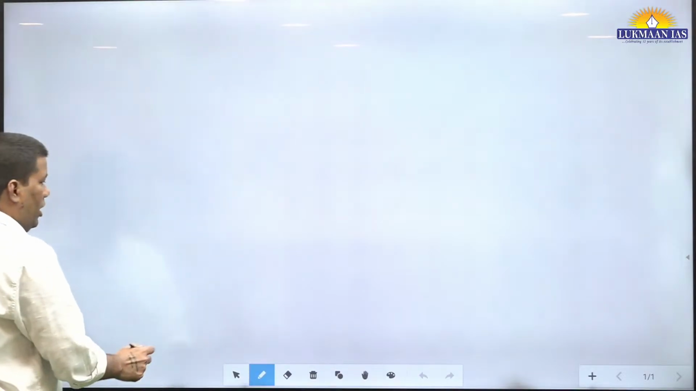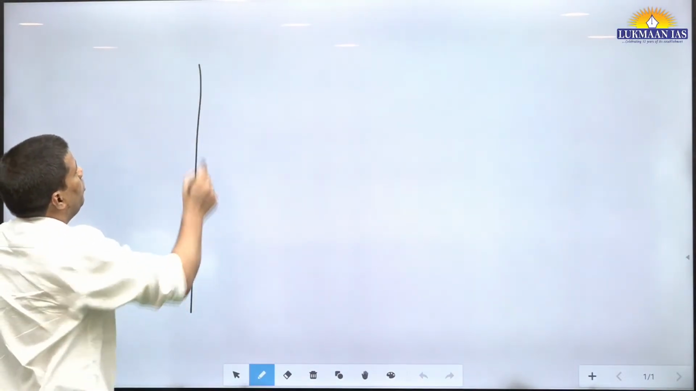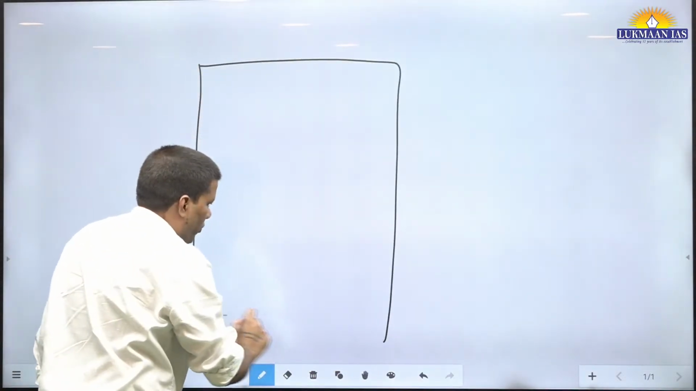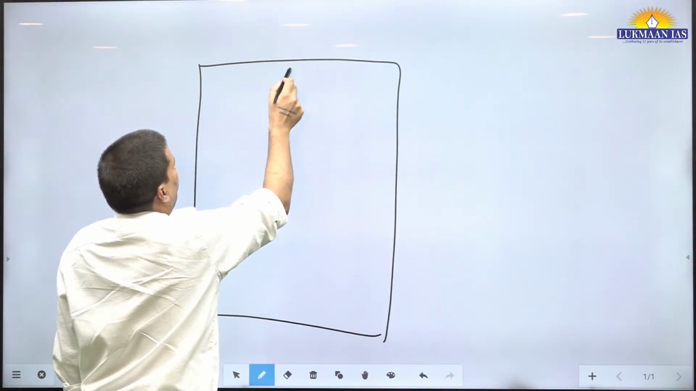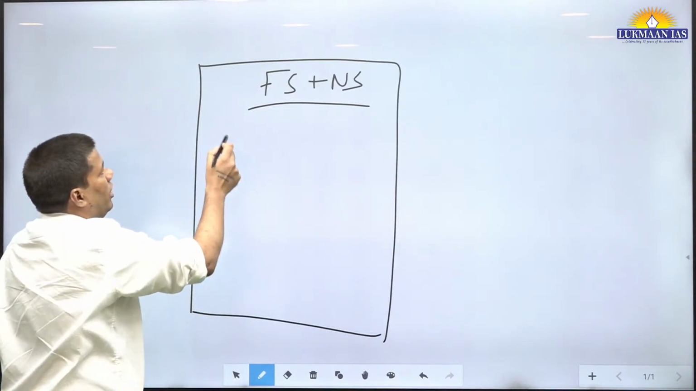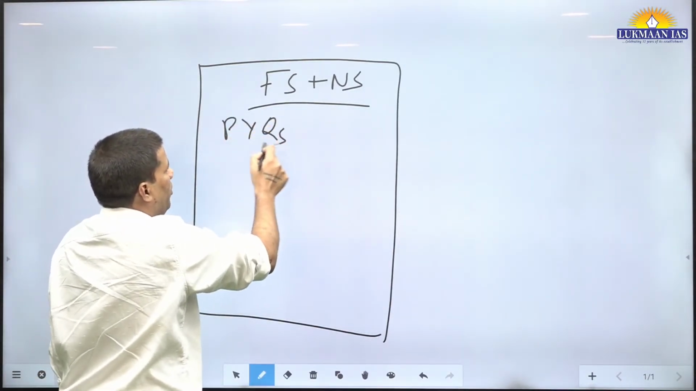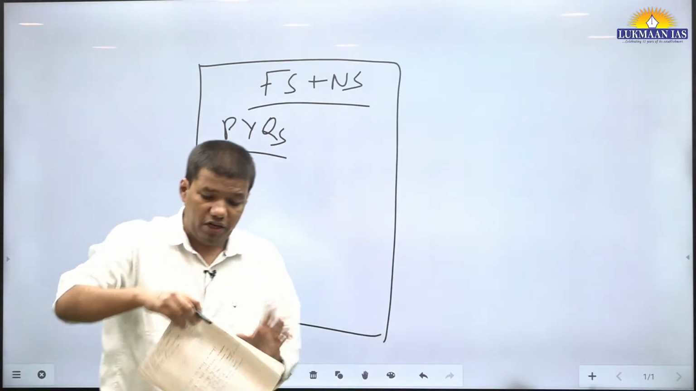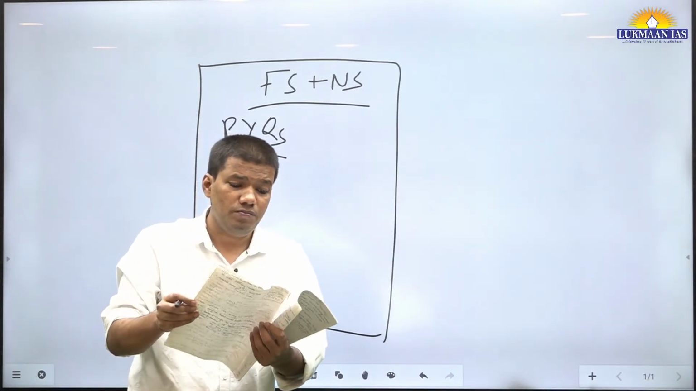Okay, I'm just trying to tell you. Let's say this is the notes you are going to make: food security plus nutrition security, right? Then you will write the related PYQs. For example, what kind of PYQs has UPSC asked?